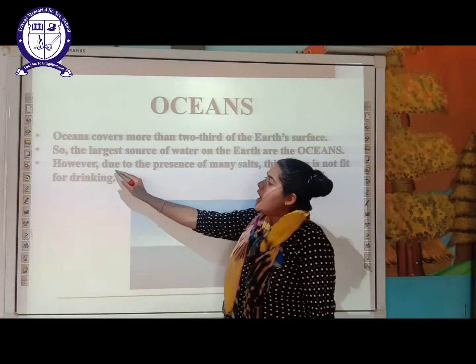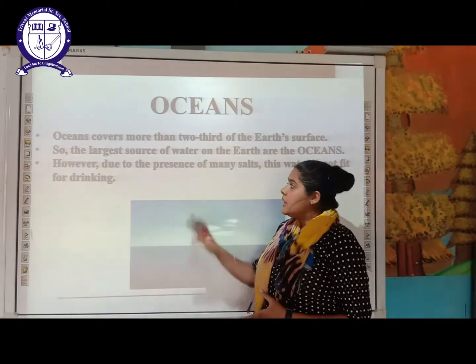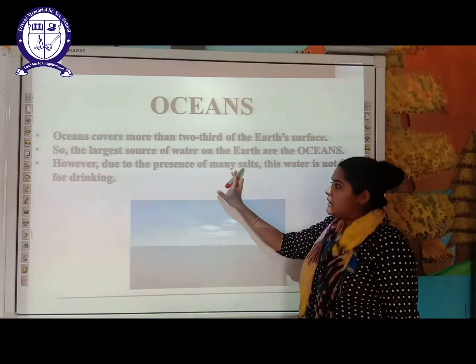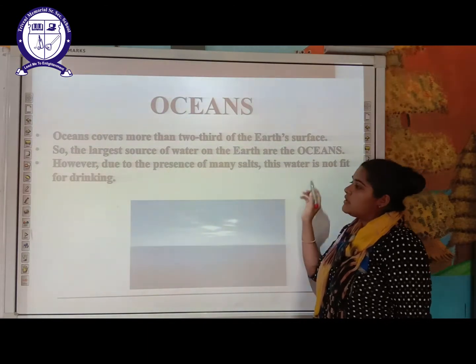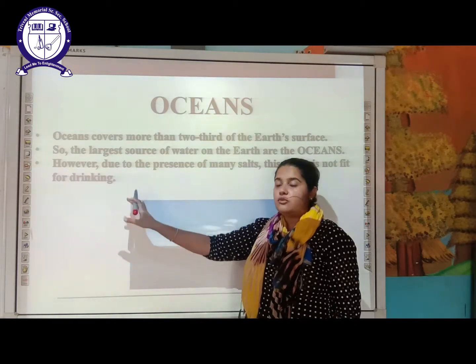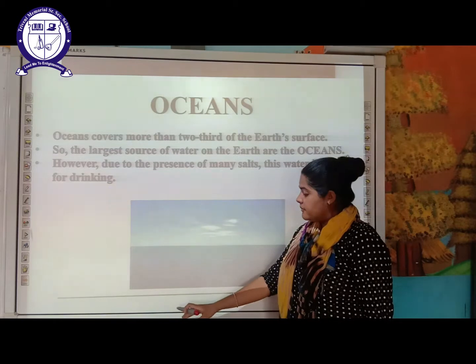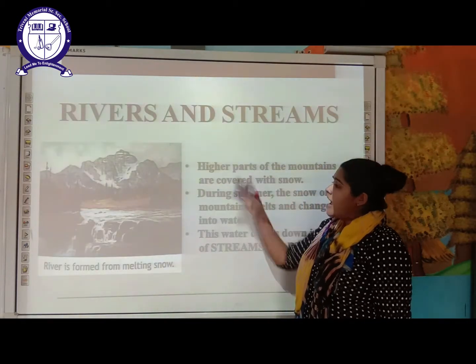However, due to the presence of many salts in ocean water, this water is not fit for drinking. So ocean water cannot be used for drinking purposes. You can see the diagram here. This is the ocean. Next, rivers and streams.